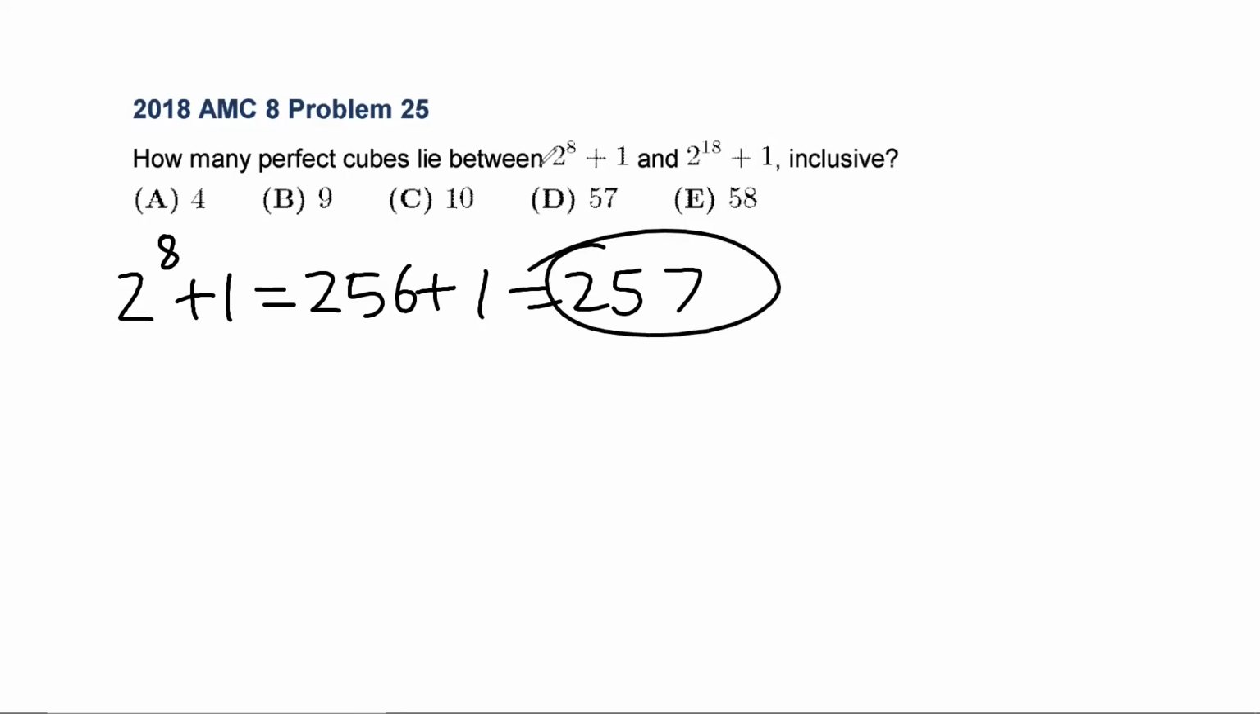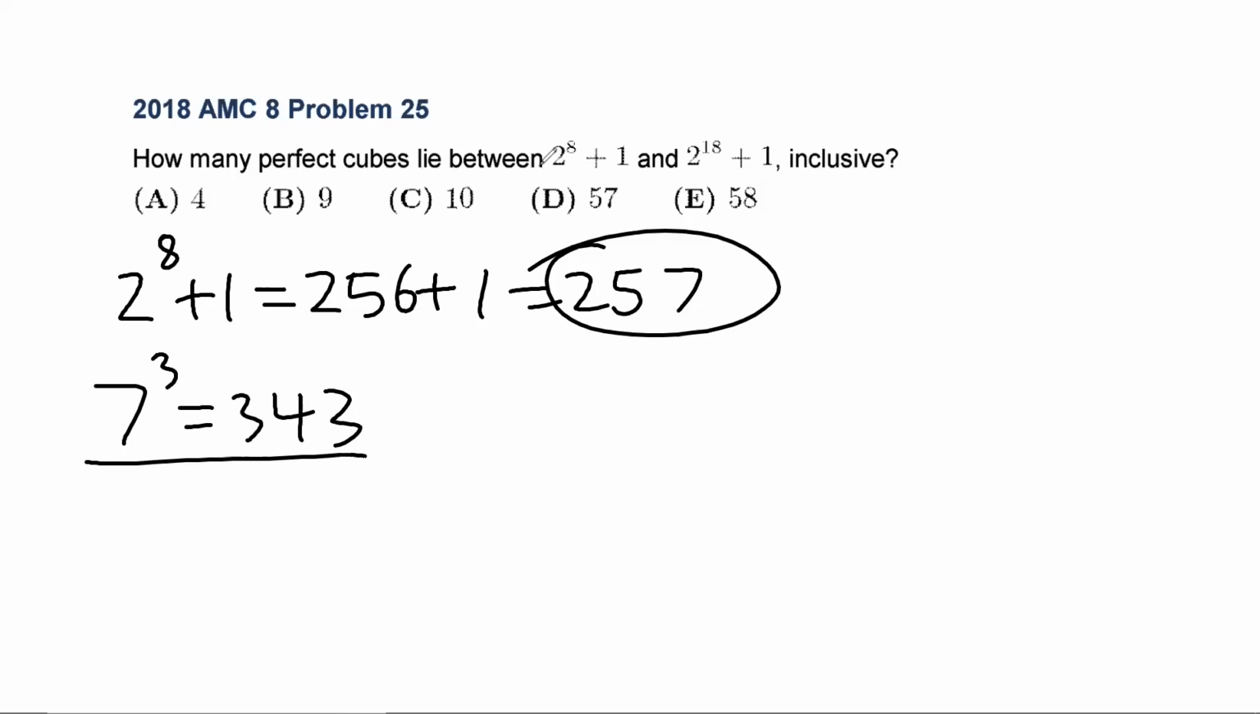What is the smallest perfect cube that is above 257? Well, if you kind of try some things, you'll find that 6 cubed is not quite there, but 7 cubed passes this easily because 7 cubed is equal to 343. So here is the first cube. And let's try to find what the last cube is.